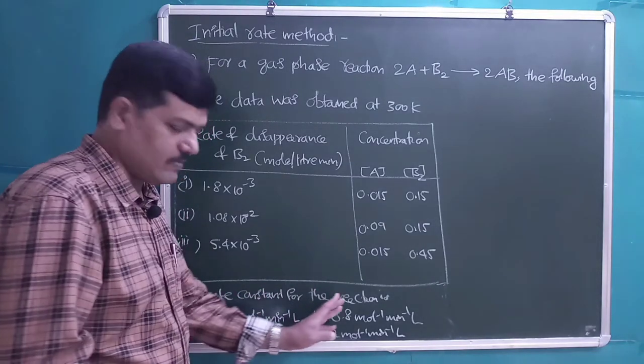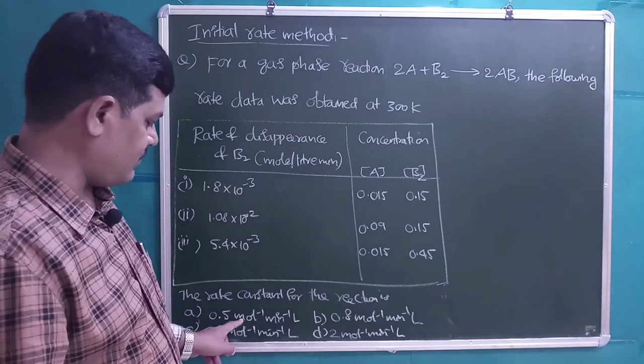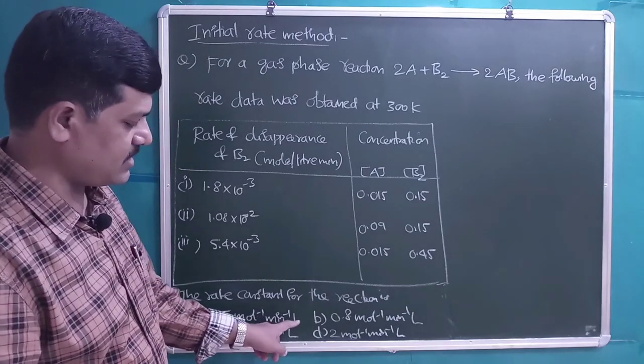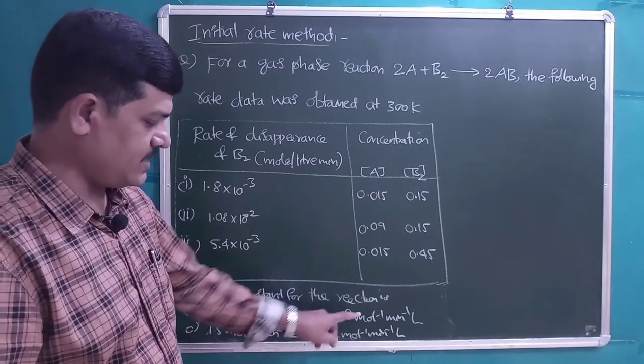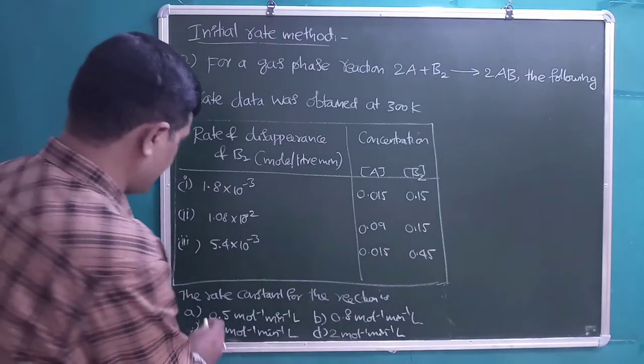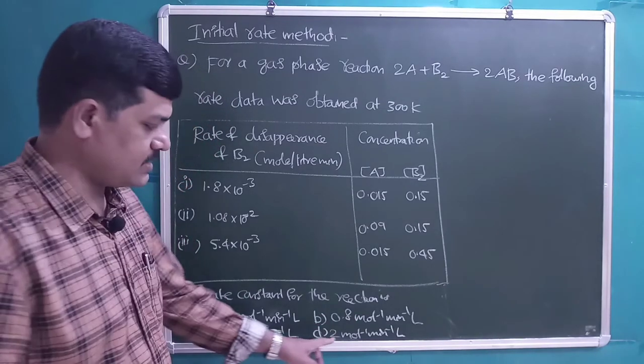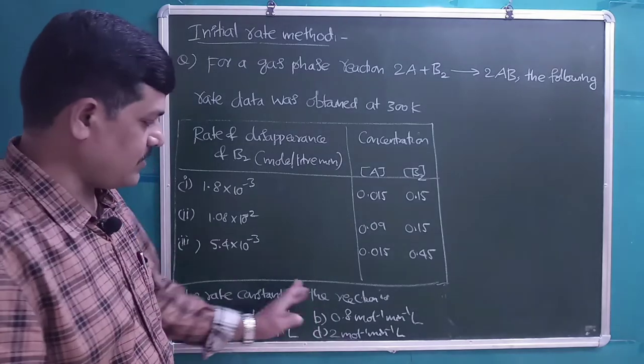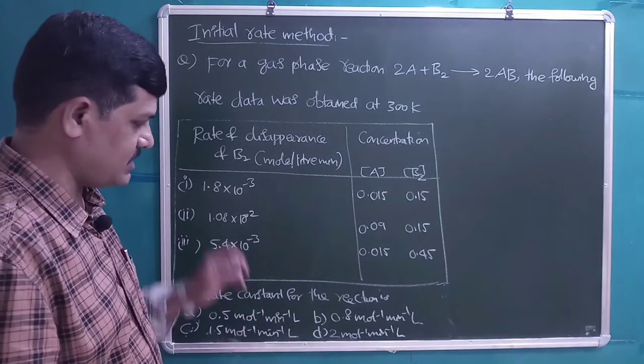Four options are given: A is 0.5, B is 0.8, C is 1.5, and D is 2. The units of all the options are the same, mole inverse, liter, minute inverse.